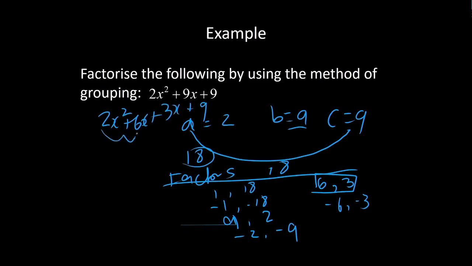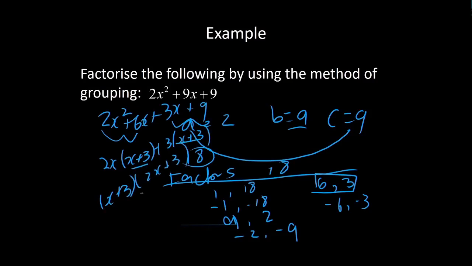I'm then going to group the first two and the last two terms. First two terms, we take out a common factor of 2x, and we'll be left with x plus 3. Second two terms, we take out a common factor of 3, and we're left with x plus 3. So therefore, if I factorize, I'm going to take out a common bracket of x plus 3, and I get x plus 3 times 2x plus 3. And if you were to multiply this out, you will indeed end up with the expression you were given, which is 2x squared plus 9x plus 9.